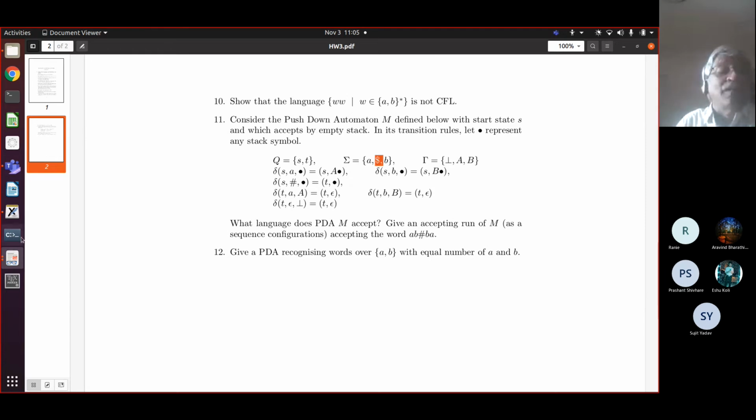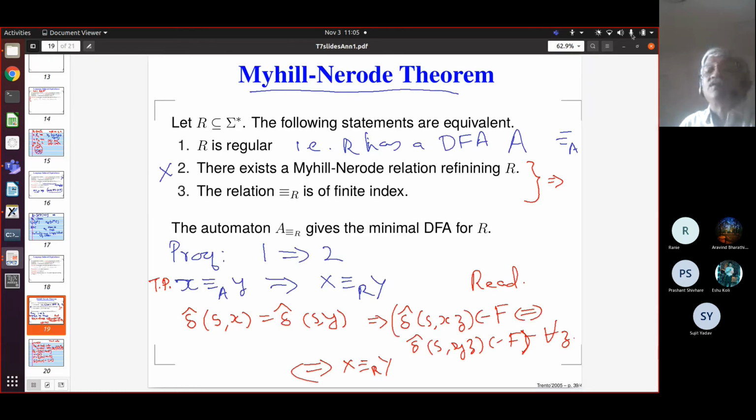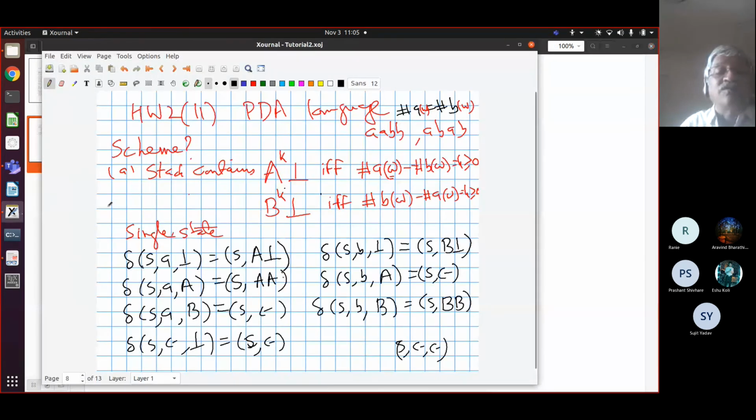So just to make clear what is configuration, if I go back to my previous slide, if I go back to this slide, what would be a run of this automaton on, let us say, a word AB? So I will draw this in blue. So my initial configuration will be what? I'll be in state S, and my word to be processed is the full word AB, and on the stack is just the bottom, right?